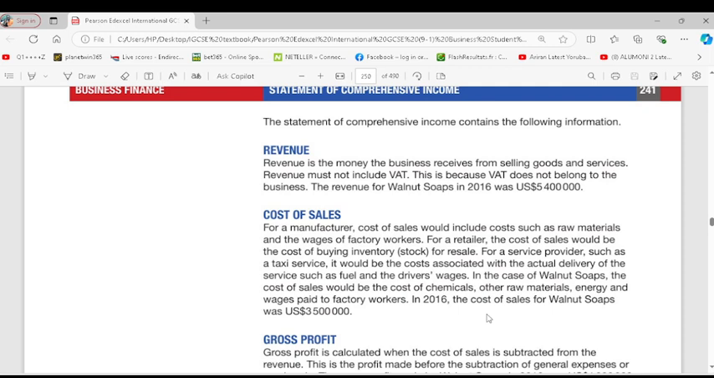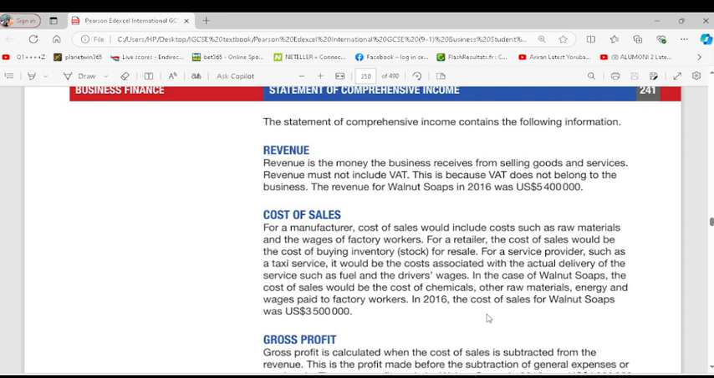Basically, revenue is the amount of money you make when you sell the products. You cannot put VAT on it because VAT does not belong to the business. Value added tax is an indirect tax, so it has to be remitted to government accounts. These are taxes you pay for consumption, so it will not be part of the sales of the business.